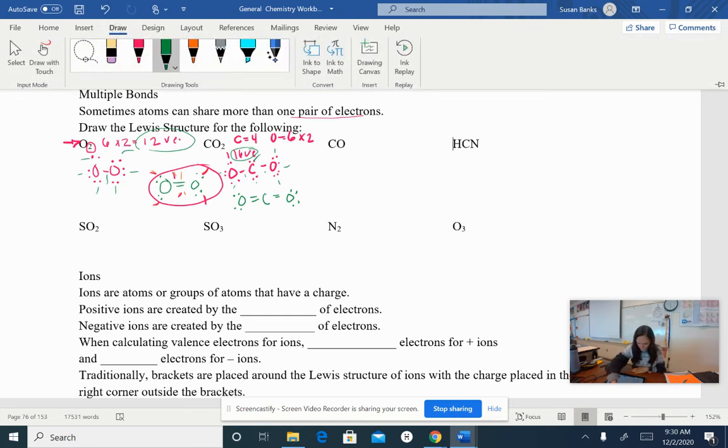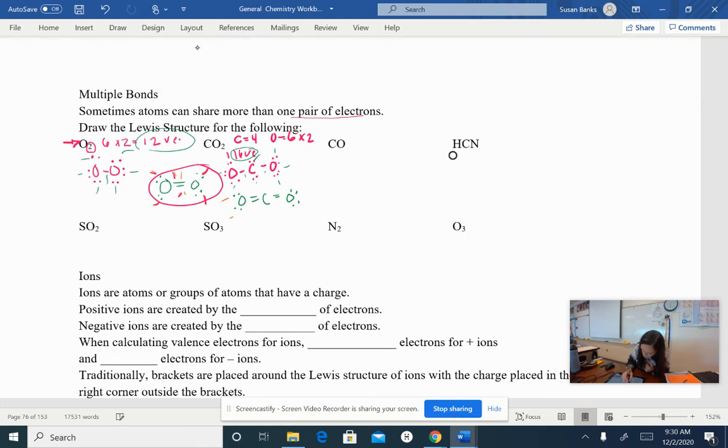So let's count the amount of electrons that I have used. I've used 2, 4, 6, 8, 10, 12, 14, 16. That's exactly the amount of electrons that I have. So this is indeed the Lewis structure for carbon dioxide.